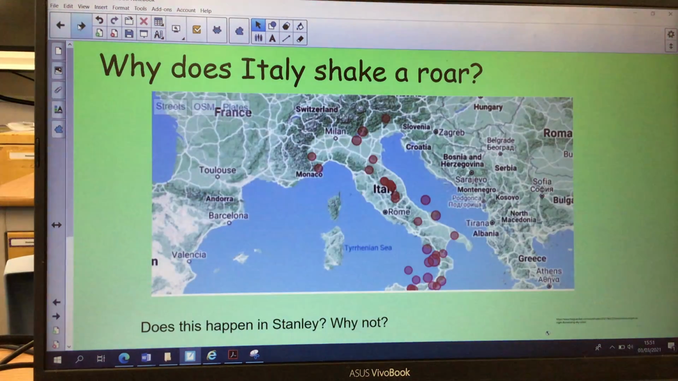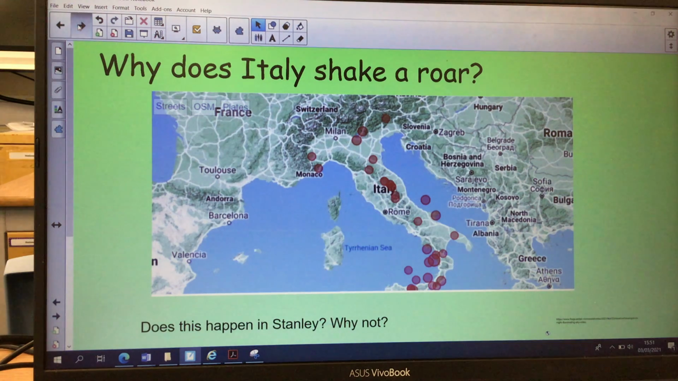So why does Italy shake and roar? On here you can see the little red dots are where there has been evidence of a volcano or an earthquake quite recently in the past. So I want you to have a little think about if this happens in Stanley. Do we have a volcano? And do we experience earthquakes? Pause for a little minute and think, why don't we?